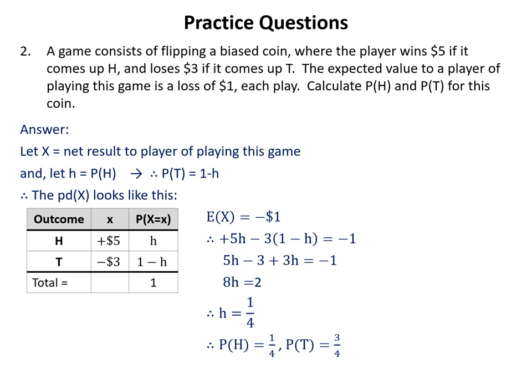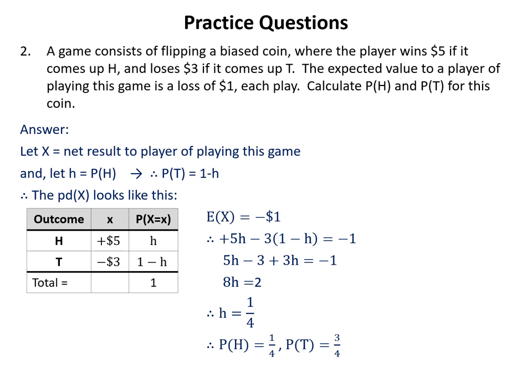So we start by defining a random variable. We let x equal the net result to the player of playing this game. And then we can represent the probability of getting heads with the variable little h. And then since the sum of the probabilities of heads and tails must be 1, the probability of tails we can denote as 1 minus little h. And that gives us the following PD of x.